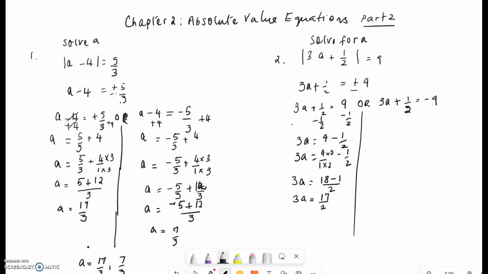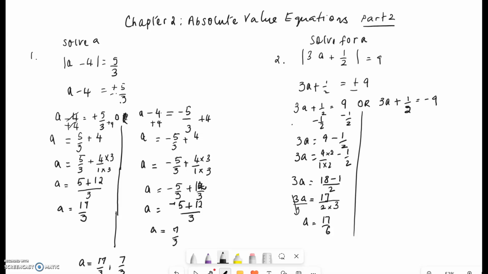We divide both sides by 3, which is the same as putting the 3 in the denominator, which means you multiply the denominator by 3 on the right to get a equals 17 over 6.